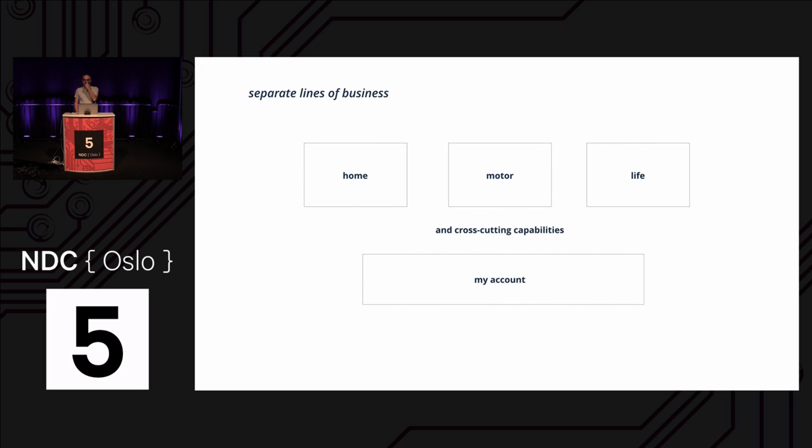So they created a home insurance line of business, a motor insurance, a life insurance, and so on. And this is very similar to work we've done. I think there might even be someone in the room who was on this other project at a real estate company in Australia. He's smiling down the front.